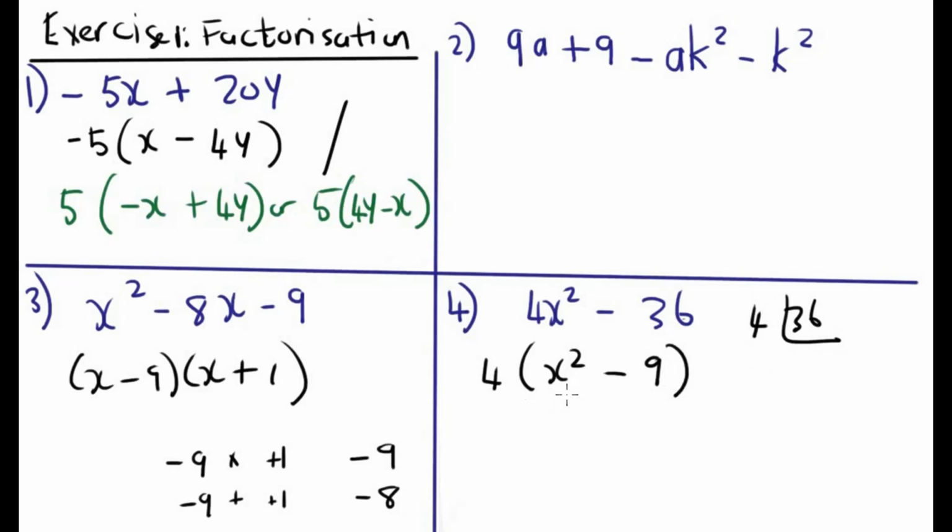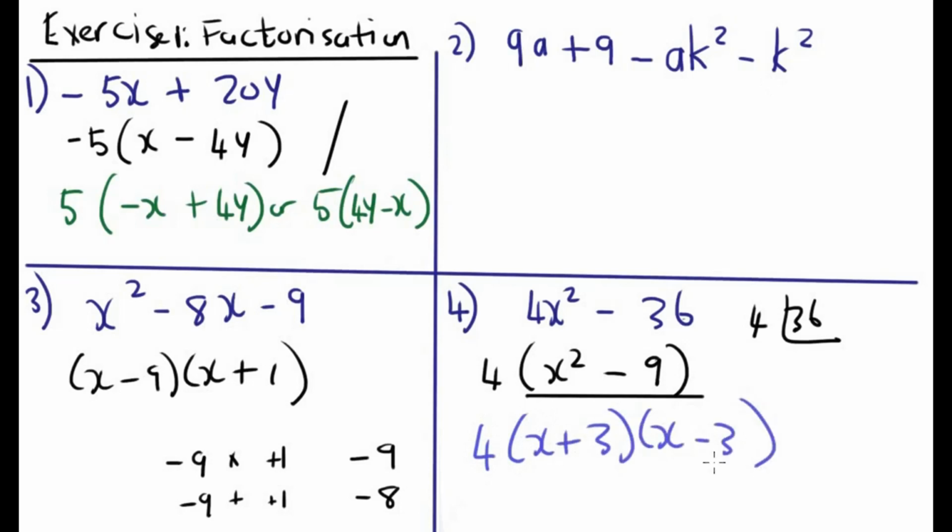But now what's important here is that you need to factorize this further, because x squared minus 9 satisfies the conditions for difference of two squares. Okay, so what we're going to do is we're just going to bring down the 4, and then we're left with x plus 3, x minus 3.